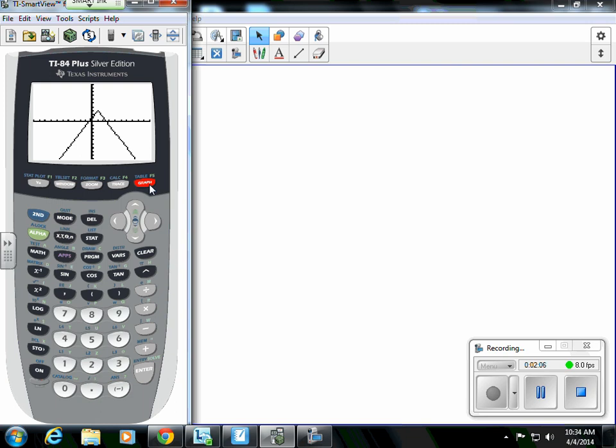And there's our absolute value function, and again it was stretched by a factor of 2.